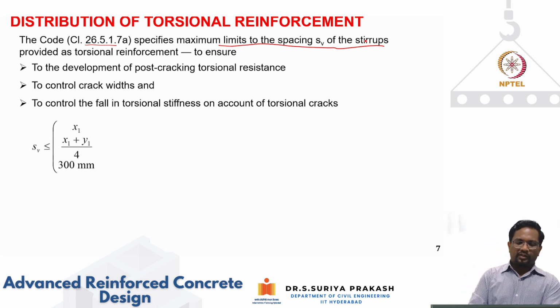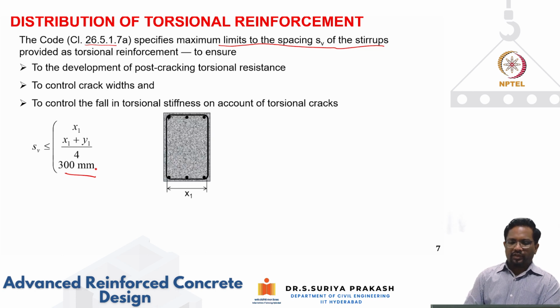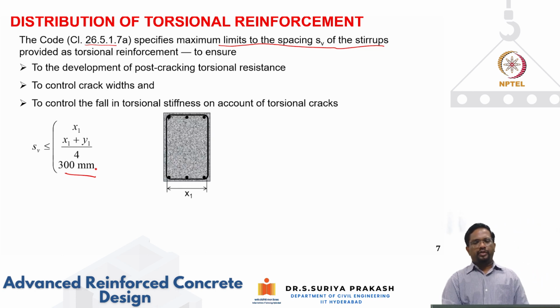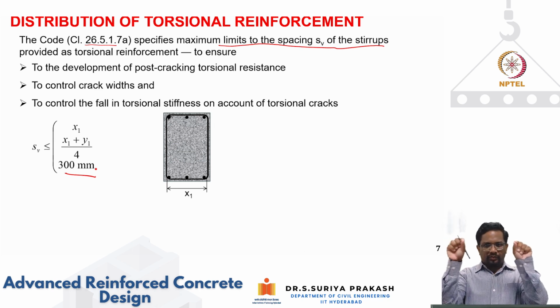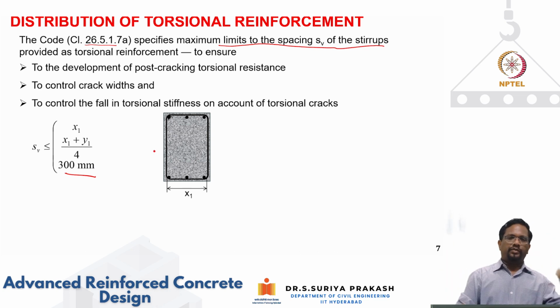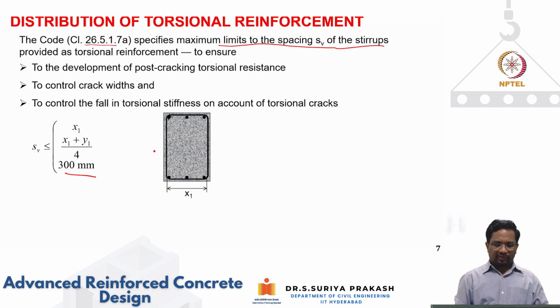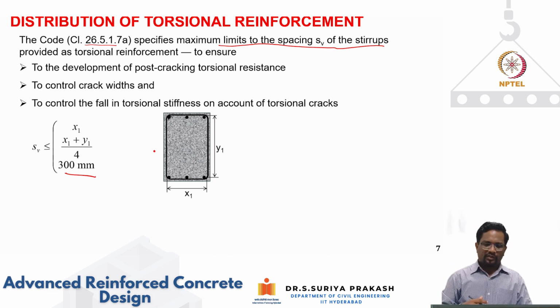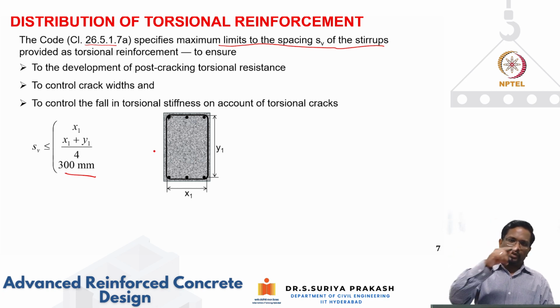So what are the spacing limits? Sv should be less than x1, or (x1 plus y1) by 4, or 300. Now what are x1 and y1? That we will see. Now x1 is not to the center of the outermost longitudinal bars. Now it is to the stirrup. So x1 is from the center line of the outermost stirrup to the outermost stirrup. Similarly, y1 is along the depth direction. It is the center to center distance of the stirrup. The center line of the stirrup is what we call here x1 and y1.